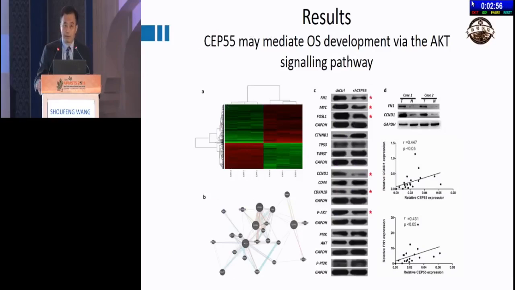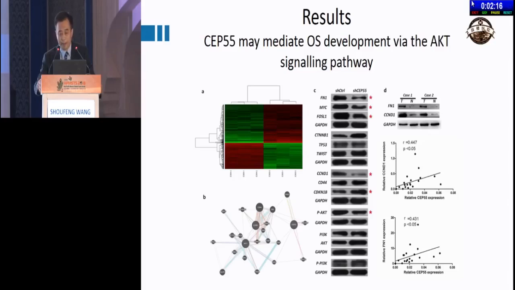From the microarray analysis, we can see that about 700 genes were found in the study, and the green dots represent the downregulated genes and the red dots represent the upregulated genes. From the functional pathway enrichment analysis, we can see that the CEP55 may mediate OS development via the AKT signaling pathways, and 6 genes were highly detected in the control groups, and just 2 of them, FN1 and CCT1, were highly expressed in the OS tissues.